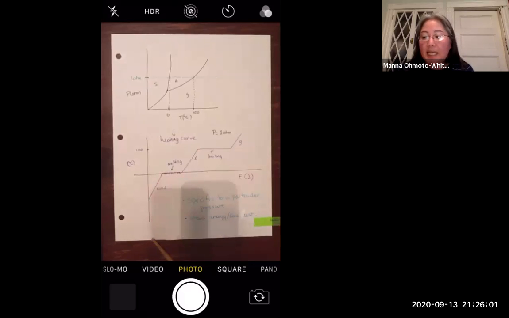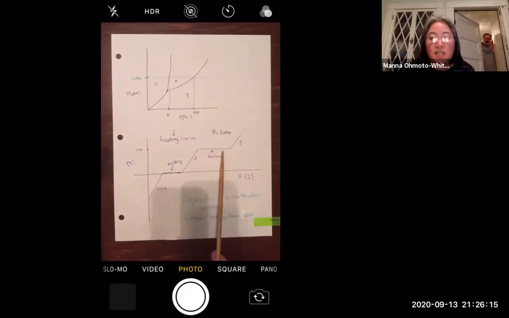So in any heating curve, and this is a generic heating curve, this line for boiling or vaporization will always be a lot longer. And this is reflected in the heat of vaporization. Heat of vaporization is a measure of how much energy it takes in order to boil something. And that will always be a much higher value than your heat of fusion, your melting value.